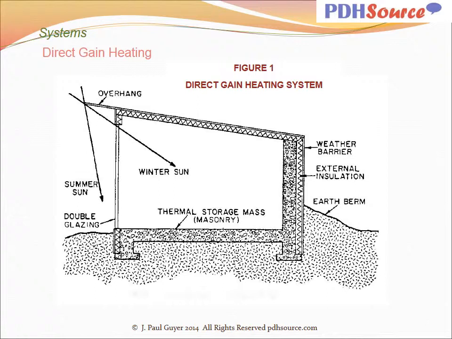You also see the overhang indicated schematically. Then there is the thermal storage mass, which can be the floor slab and the walls that are non-south facing. And then you have external insulation, and of course the purpose of the insulation is to minimize the amount of heat that is lost from the interior of the building to the exterior.